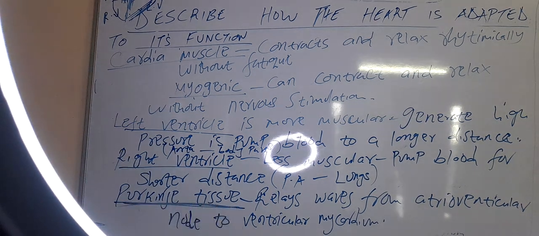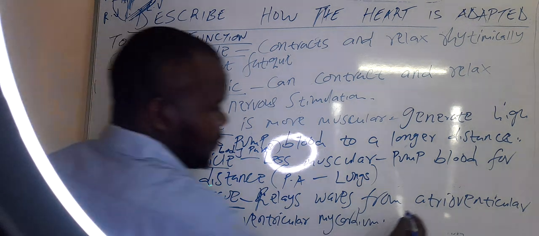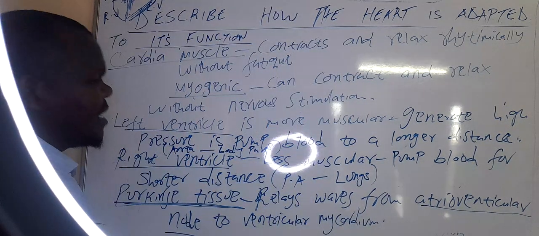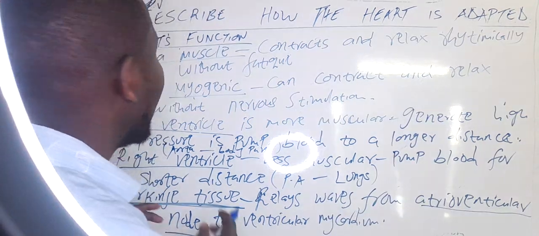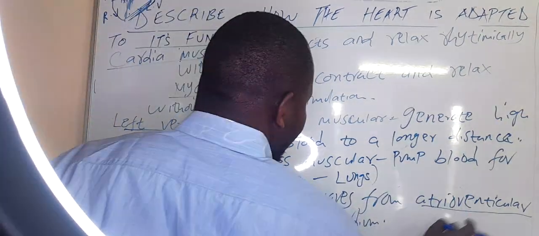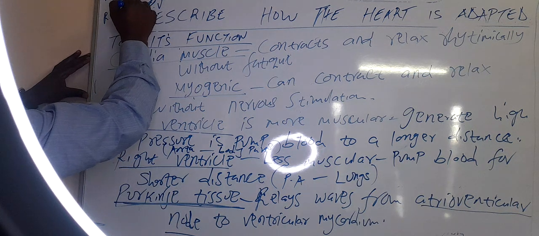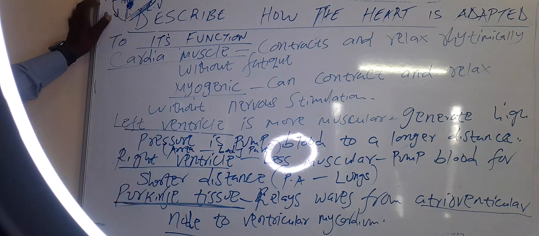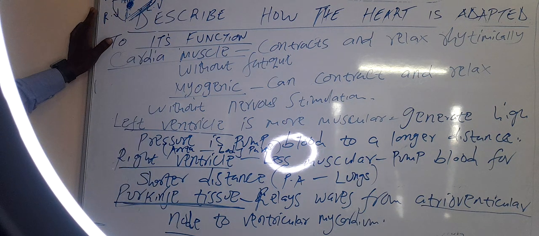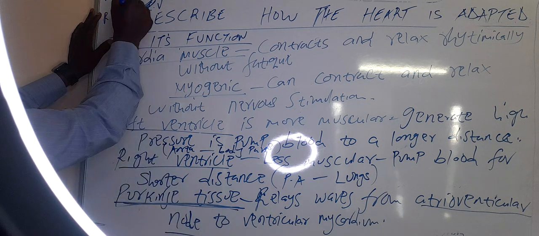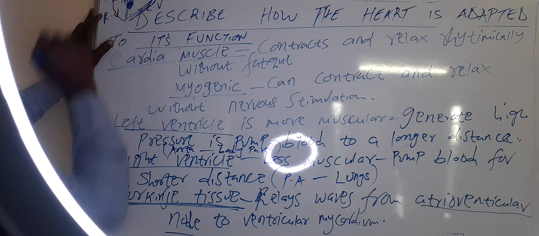Purkinje tissues. So we are saying Purkinje tissues will do what? Relay these waves from the atrioventricular node. Where is the atrioventricular node located? From the term atrioventricular, it will be located around the ventricles here. We have at this point the atrioventricular node. And we are saying this one will be relaying those what? Waves from the atrioventricular node to which point? The ventricular myocardium. That is the Purkinje tissues. So we are speaking about Purkinje tissues being located at this point.